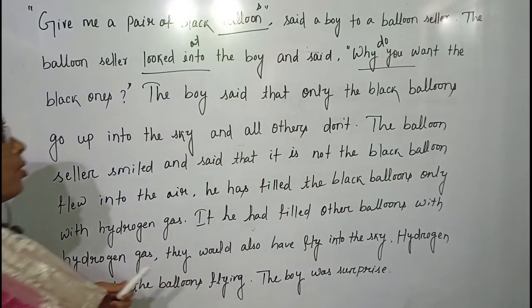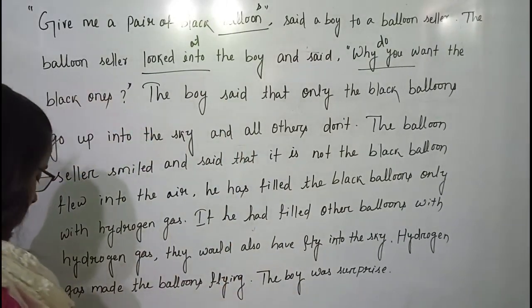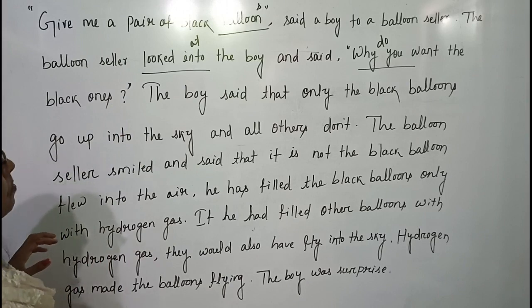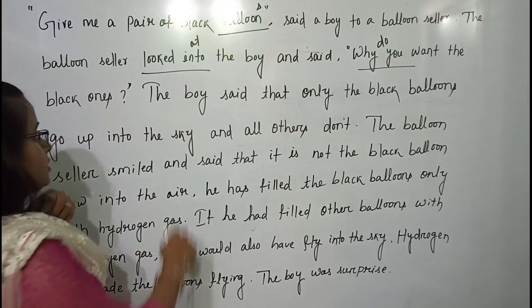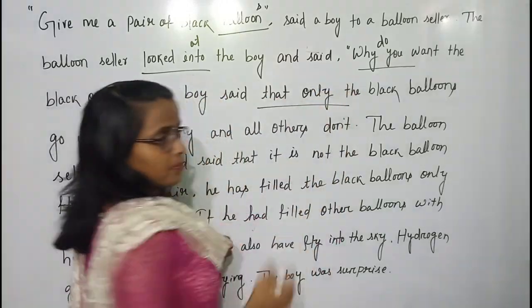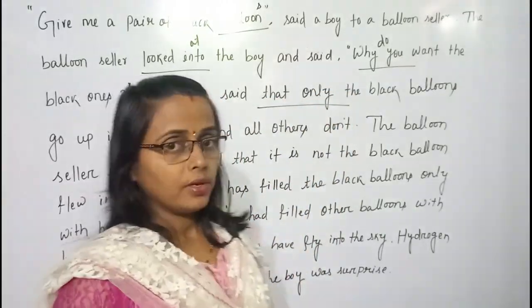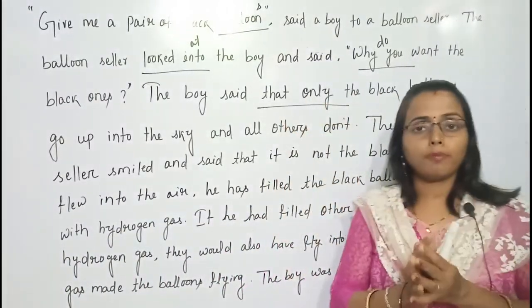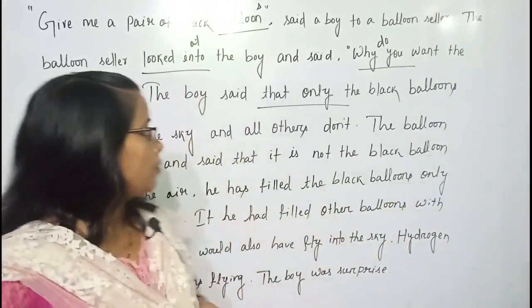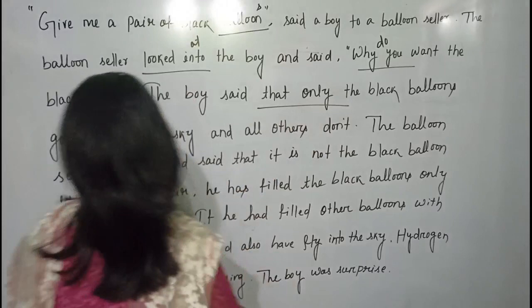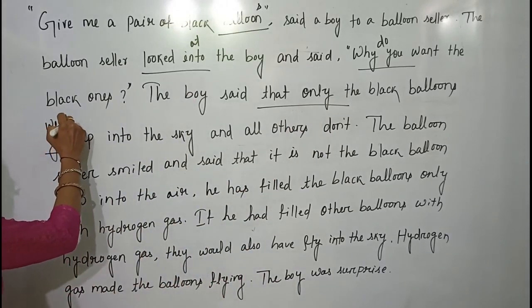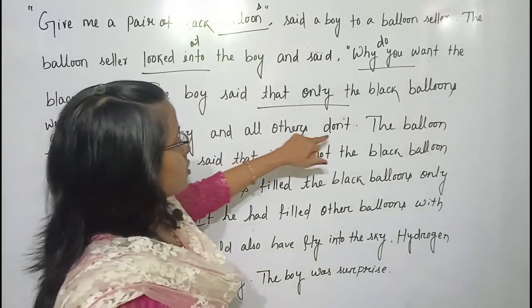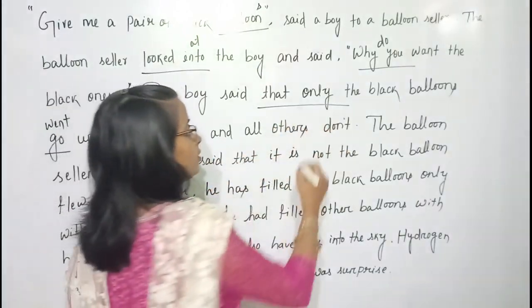The boy said that only the black balloons. This sentence is not containing any error. Go up into the sky. Now you just tell me, look at the speech of this sentence: the boy said that. It became indirect speech. Whenever indirect speech is there, always remember reporting part and reported part. The reported part will remain in the past form. So the boy said that only the black balloons go up. V1 will be V2. Went up into the sky and all others do not. Do not will be converted into didn't.